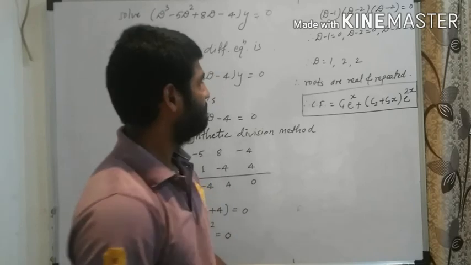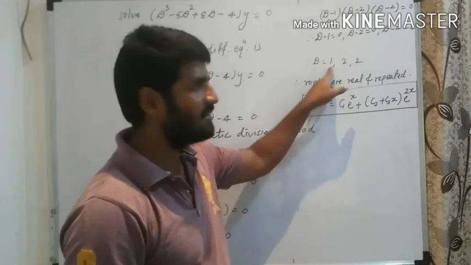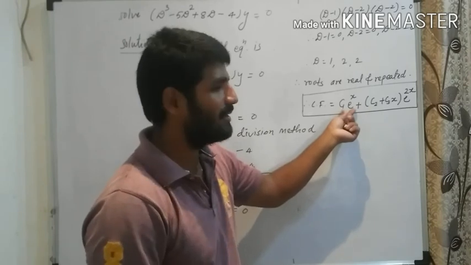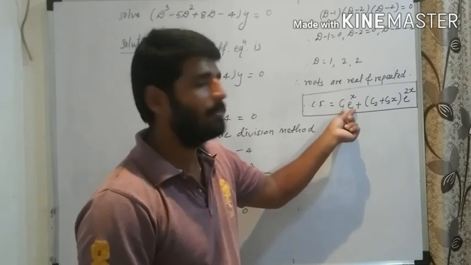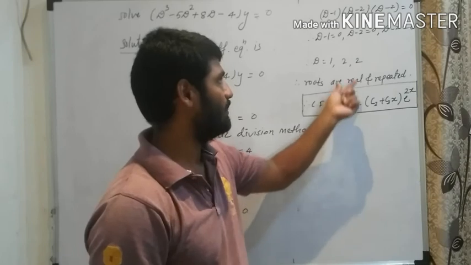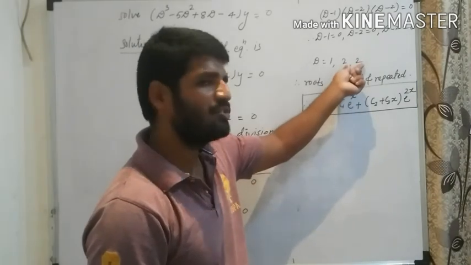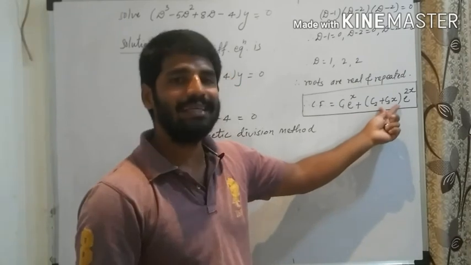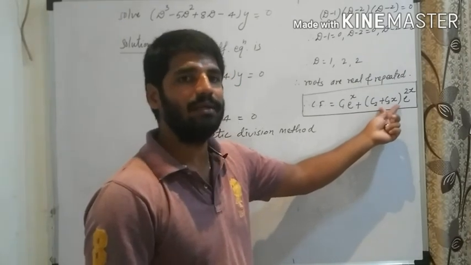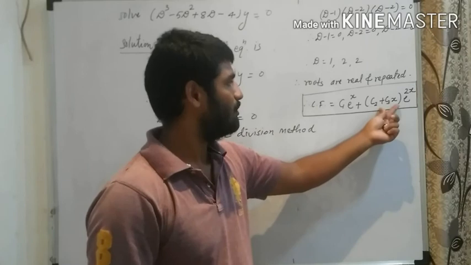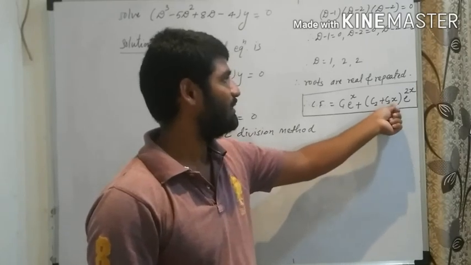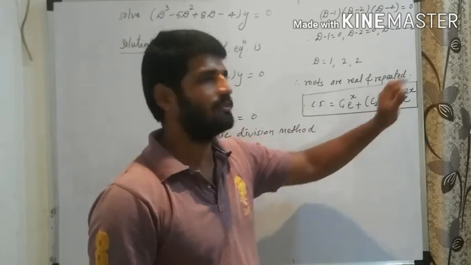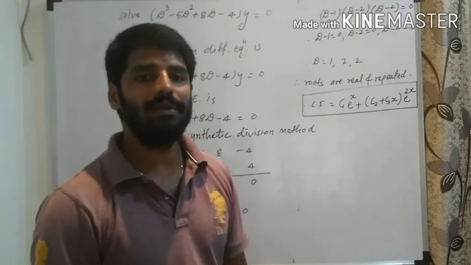See carefully, 1 is real and distinct, so corresponding to that we have to write only this term c1 into e raised to x by using the first case of complementary function. Now the second root is 2, which is repeated 2 times, so corresponding to that we have to use the second case, that is the roots are real and repeated twice. So therefore this can be written as c2 plus c3x, that is the next constant, into e raised to repeated root into x. So this is your required complementary function.